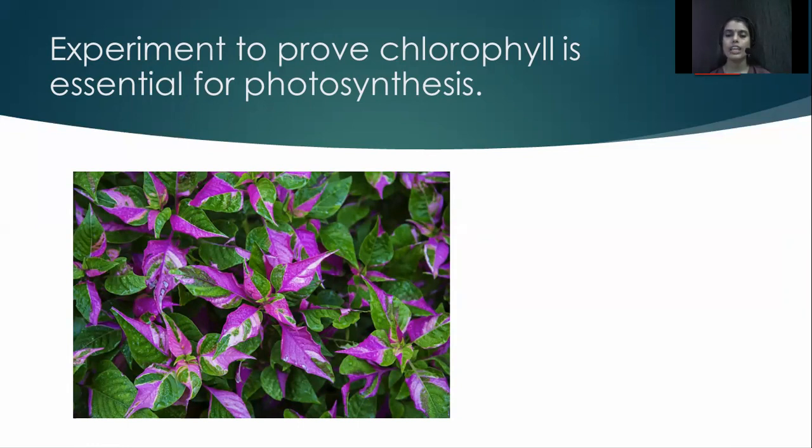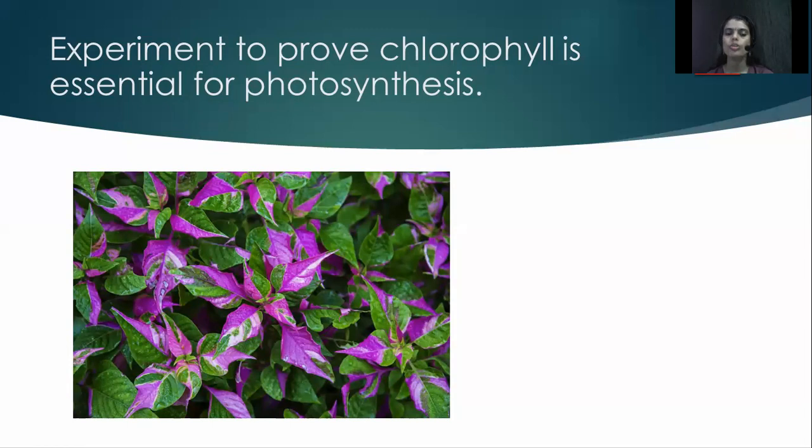Clear? Now we have kept the potted plant in the dark for 2 days so that the excess of starch which is prepared is utilized by the plant. Now we'll keep the plant in the sun for the photosynthesis process for 6 hours. After that, we will take the leaves of these plants. Fine.